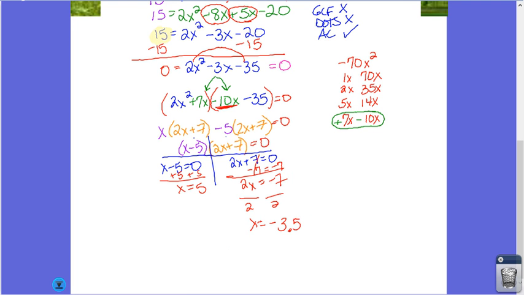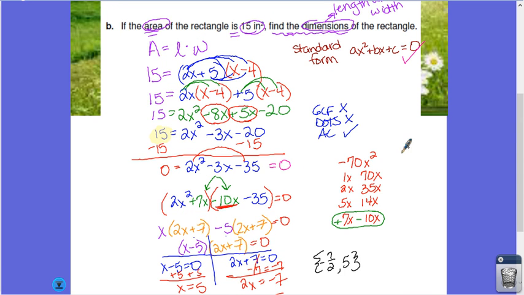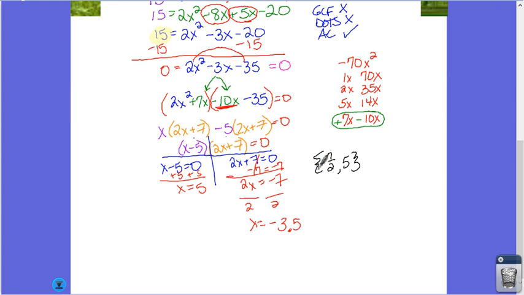So now my final solutions would be negative 7/2 and positive 5. Of course, right now you should pause the video, take out your calculator, and substitute each answer. But wait, are we done? Let's go back up and see what we were solving for. We want to know, if the area is 15 square inches, we need the dimensions. Can I have dimensions of negative 3.5 and 5?